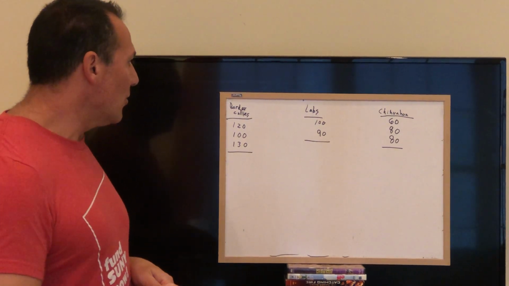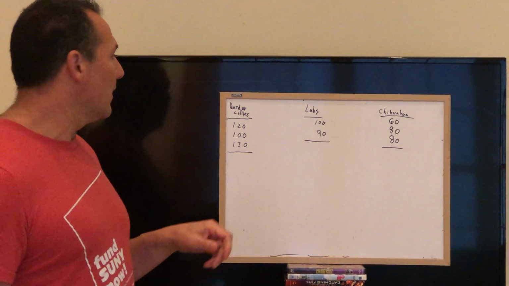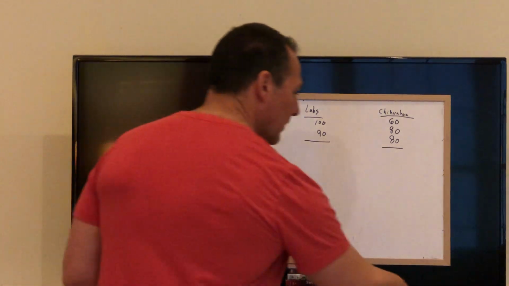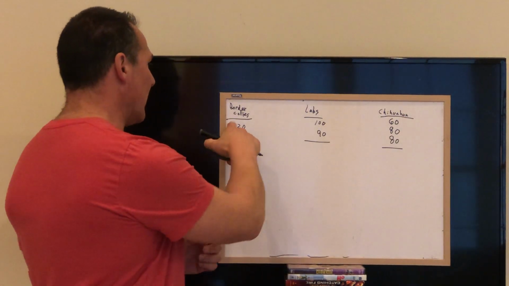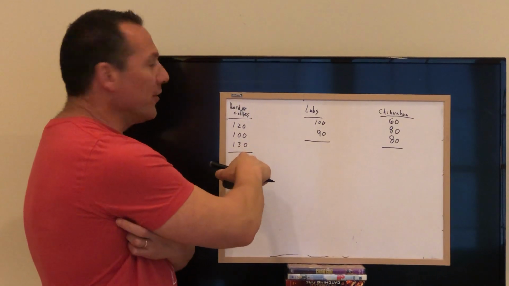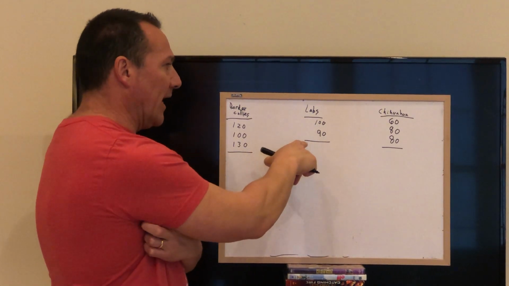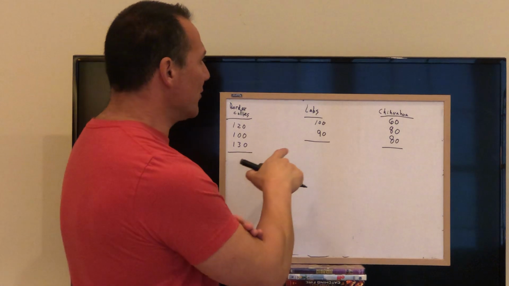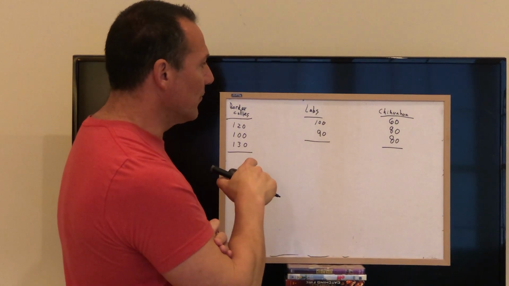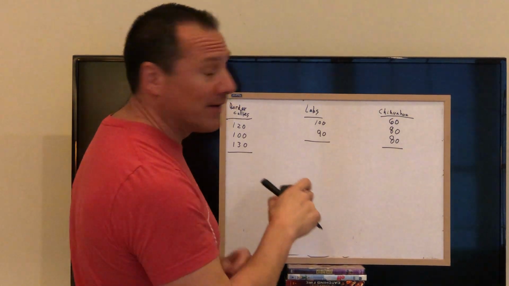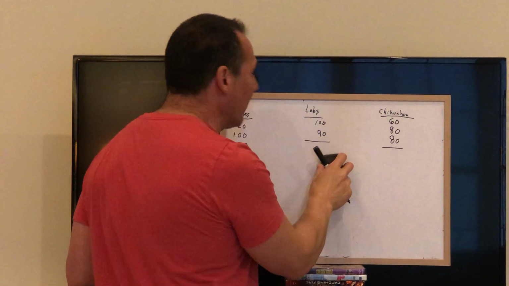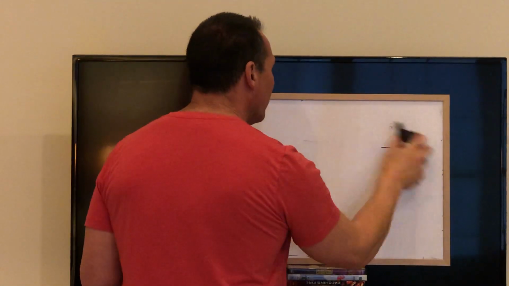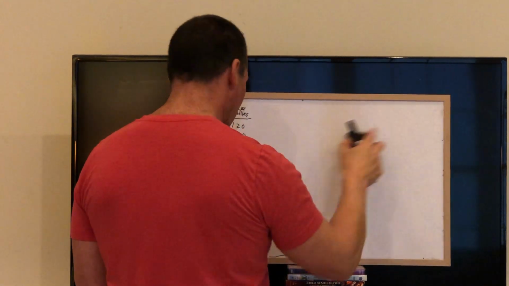Okay, so let's take a look at the analysis of variance. And again, for the Border Collies, we have 120, 100, and 130. For the labs, we have 100 and 90. For the Chihuahuas, we have 60, 80, and 80. I can erase that, Dana? Yeah. Okay, thank you. Okay, so we'll do the border collies first.